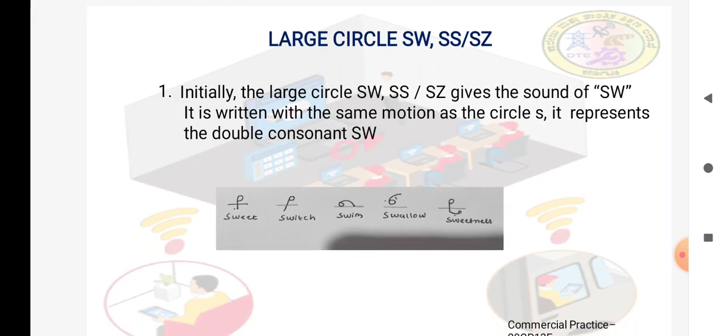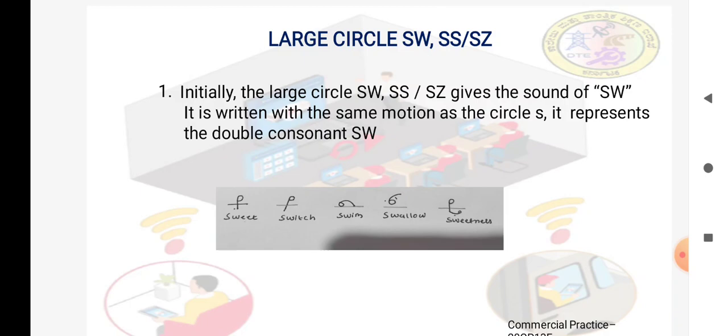The large circle swa or ses or zes. So what's the first rule? Initially, the large circle swa, ses or says gives the sound of swa. What do you mean by that? The double consonant swa can be used only initially, and it represents swa. The large circle represents swa only at the beginning, initially.